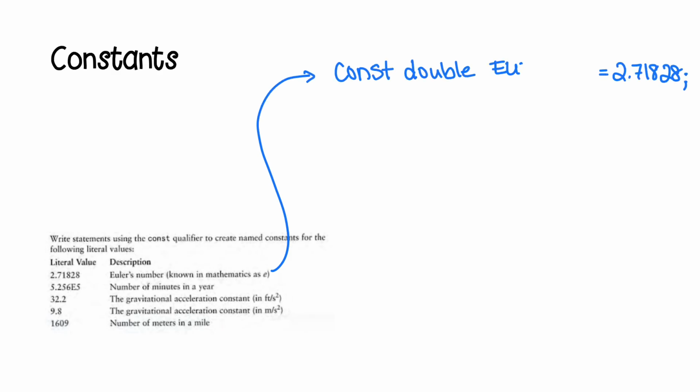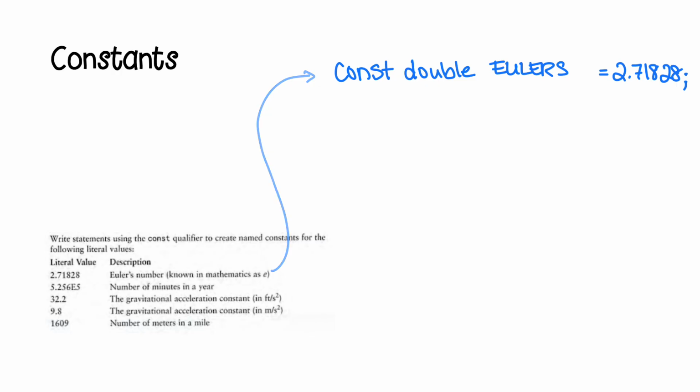Let's look at how to write a couple of statements using the const qualifier to create named constants. For Euler's number, we would write the const qualifier, followed by the actual data type for this value, a double since there's a decimal point in the number. We give it all caps for its name, and we set it equal to a value.